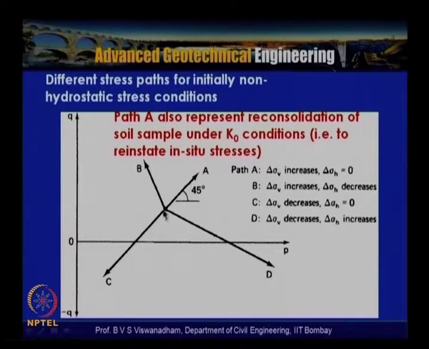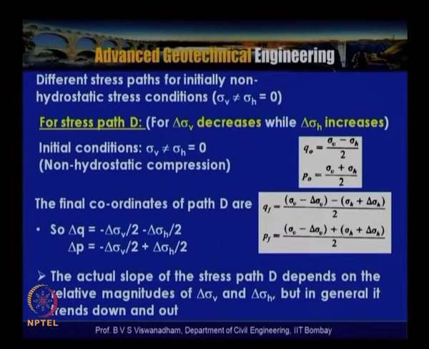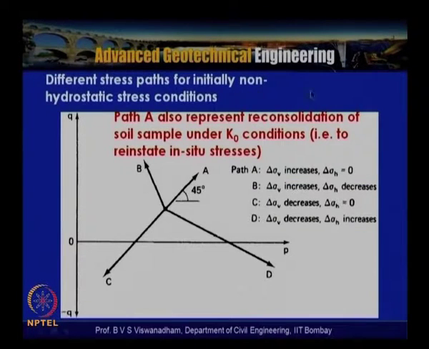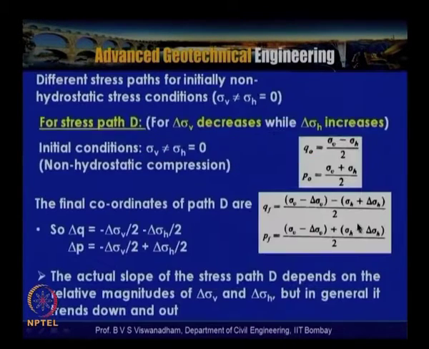And similarly, by using the same concepts we have discussed, when delta sigma V increases and delta sigma H decreases, we have a stress path in this direction. So let us try to derive the stress path for D. In this condition, delta sigma V decreases and delta sigma H increases. So for the stress path D, delta sigma V decreases while delta sigma H increases.